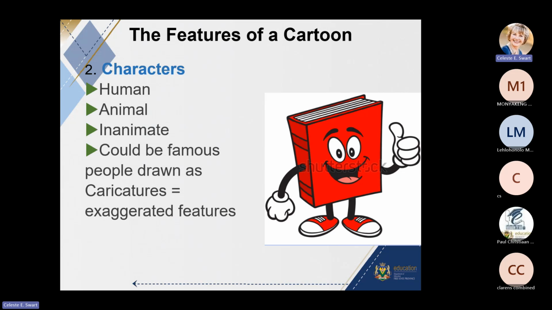The characters in a cartoon could be human, they could be animal, they could be inanimate. It could also be famous people who are drawn as caricatures. Now, a caricature is when someone draws these people and they exaggerate. Maybe they have big ears or a big nose or a big forehead or something like that. So here we have a little character, a book with a smile on its face and thumbs up. So we know that that is a character.